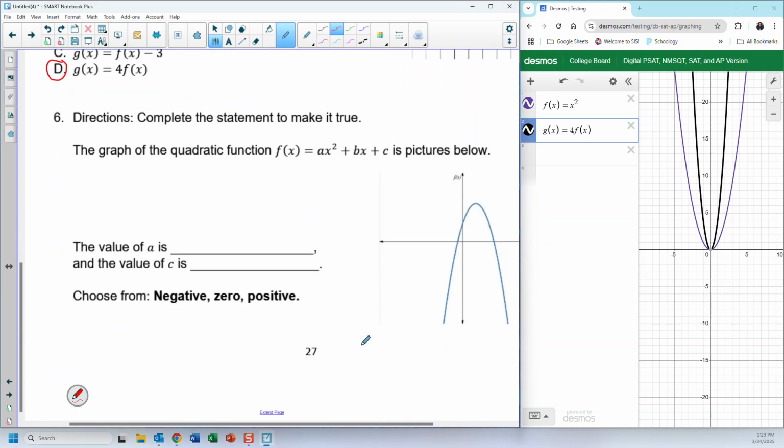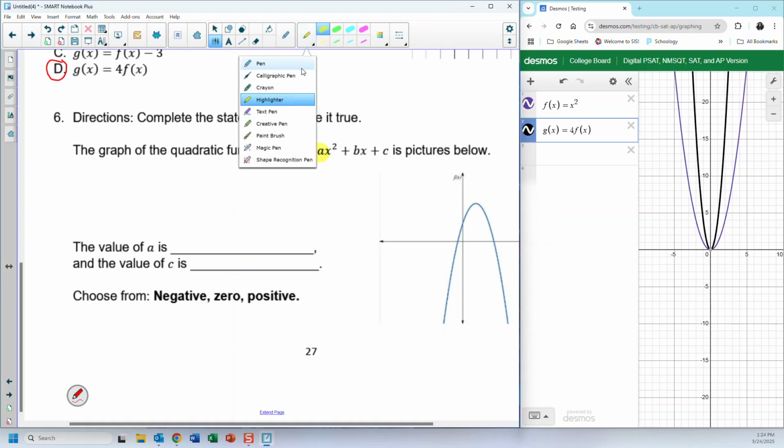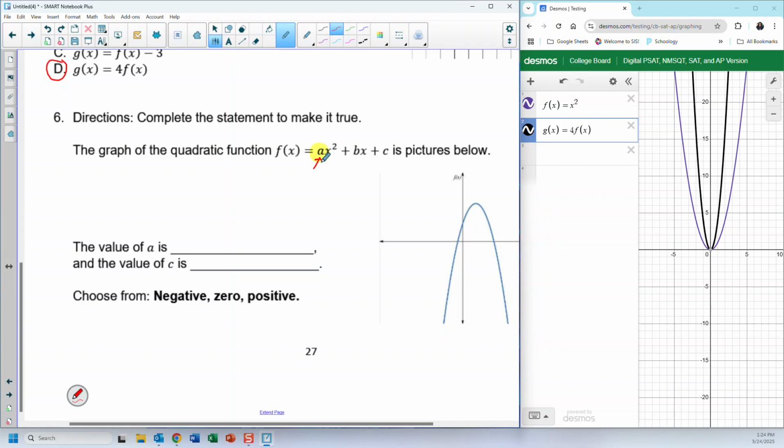All right. This question says, complete the statement to make it true. The graph of the quadratic function f of x equals ax squared, that's what makes it a quadratic, is pictured below. So there's different things that each of these letters do to our graph. A, the coefficient of x squared, will either make the graph go up, so if A is positive, that means my graph will go up. Another way to say positive would be A is greater than 0.